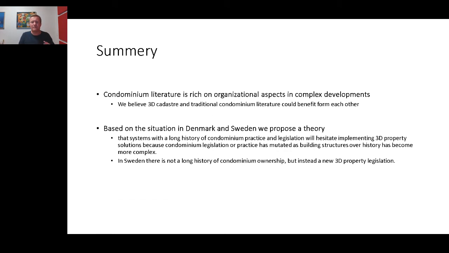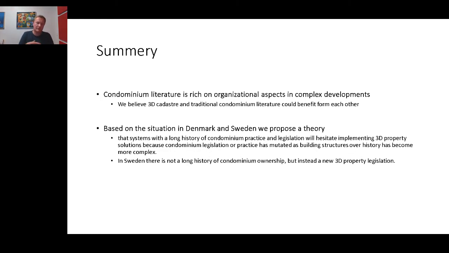So based on this situation that we see in Denmark and Sweden and partly the United States, we believe that systems with a long history of condominium practice, as we see in Denmark, and changes in condominium legislation, adapted to the more complex building structures that have evolved, like we see in the United States, will hesitate to implement a 3D property solution such as we see in Sweden, because the condominium legislation or practice has mutated and adapted to the more complex building structures over history.